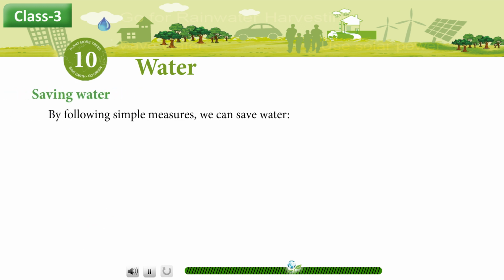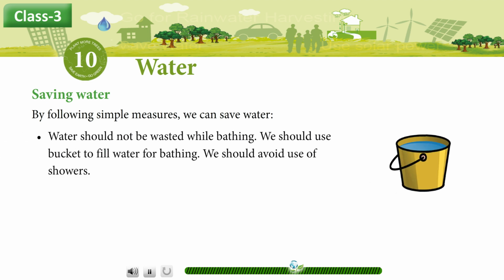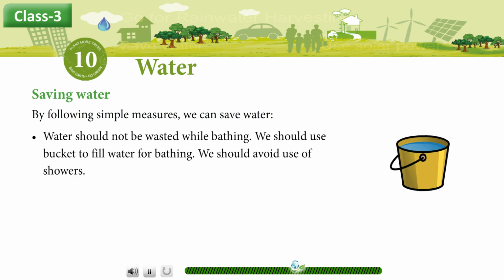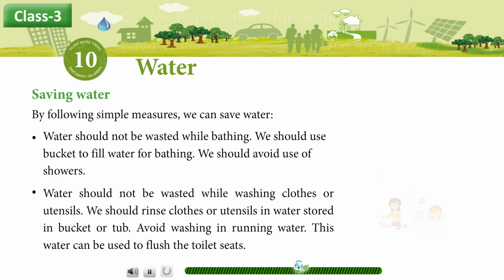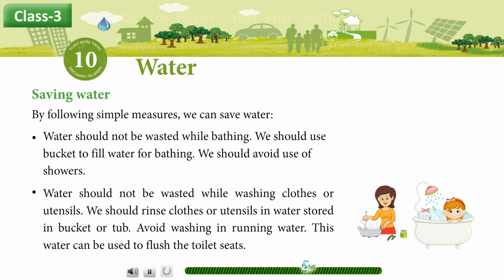Saving water. By following simple measures, we can save water. Water should not be wasted while bathing. We should use a bucket to fill water for bathing. We should avoid the use of showers. Water should not be wasted while washing clothes or utensils. We should rinse clothes or utensils in water stored in a bucket or tub. Avoid washing in running water. This water can be used to flush the toilet seats.